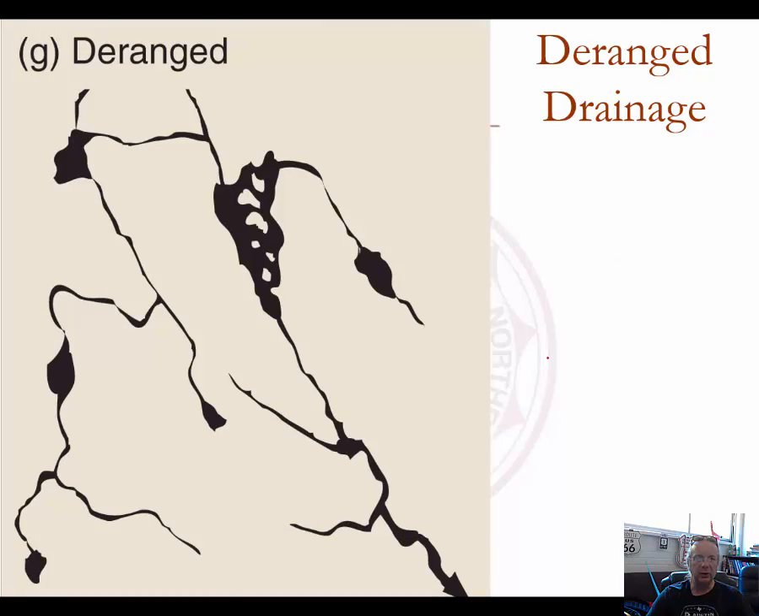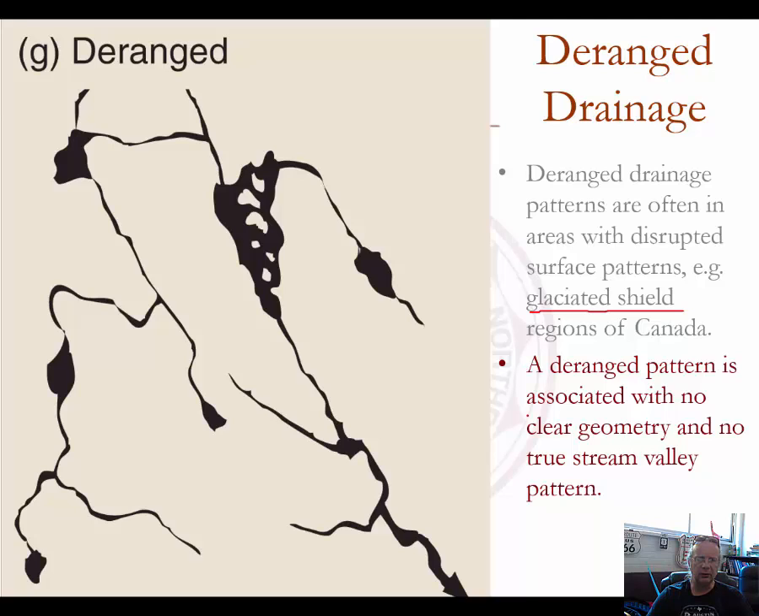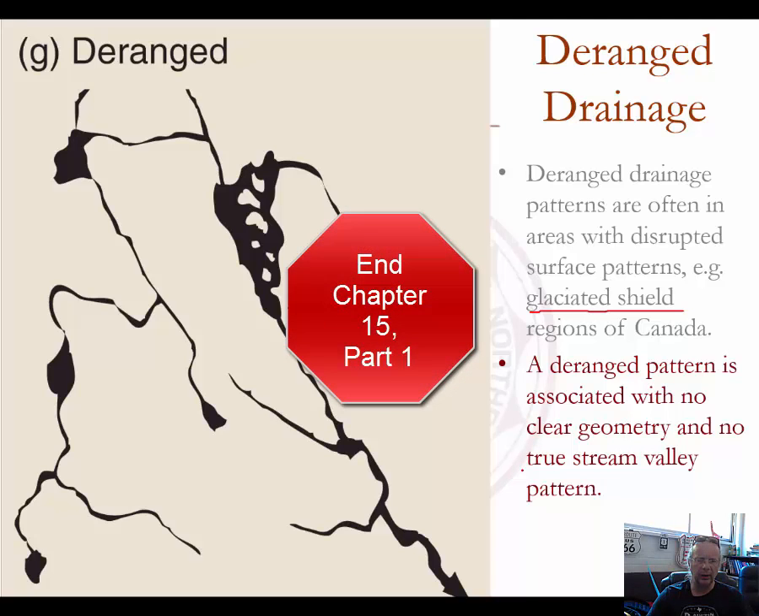And then the last one, deranged drainage, is the kind that you sometimes will find in areas that are flat and have been glaciated, like the area of the Canadian Shield. There isn't a great geometry to it and very little true pattern that can be discerned. It's just sort of random.